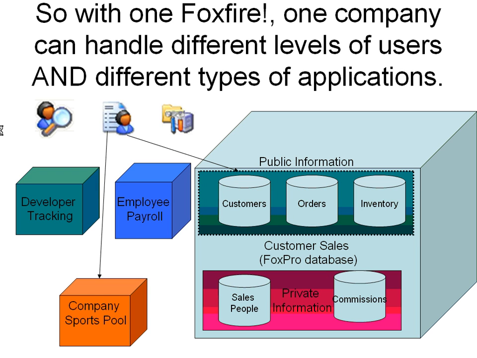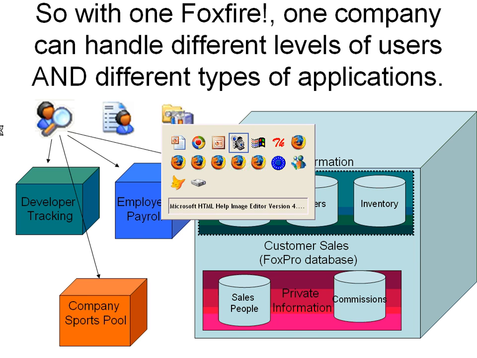So with one version of Foxfire, one company can handle different levels of users and different types of applications, where the report designer is able to create new reports running maybe against the public sales information as well as the company sports pool, and then the other type of user is only able to run information on all of the various sets of data that they're able to build. And all of this is handled directly from within Foxfire using the preference set and user manager. Let's just take a look and see how these are called.